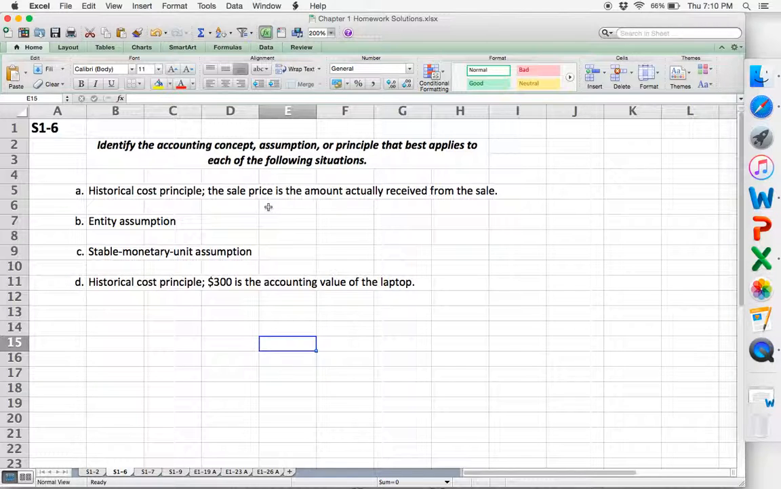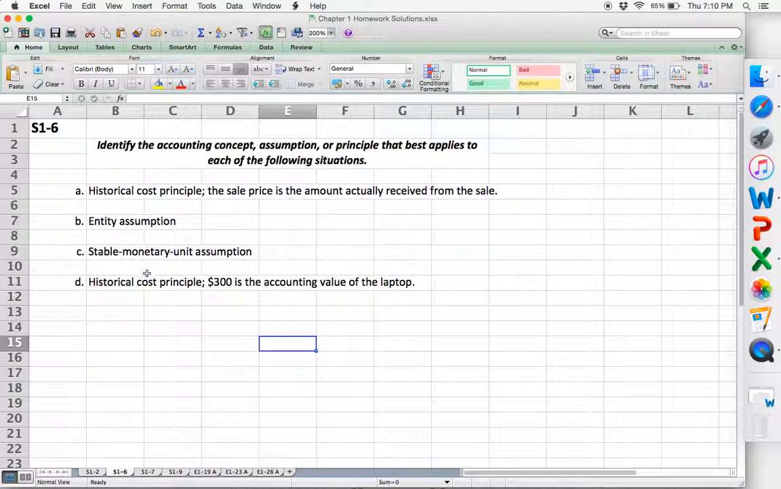Because if you're trying to compare a dollar that's worth $1.20 in 2012 versus a dollar in 2016 that's worth maybe $1.40, you can't get the comparability that you need for your accounting documents.